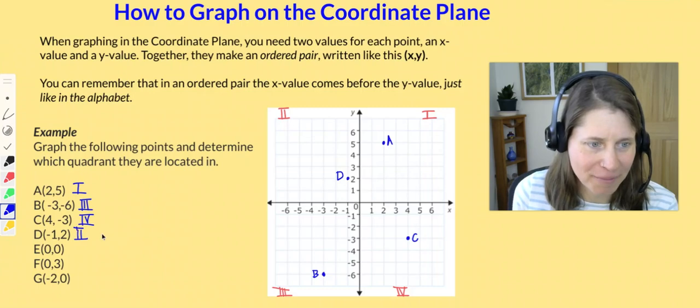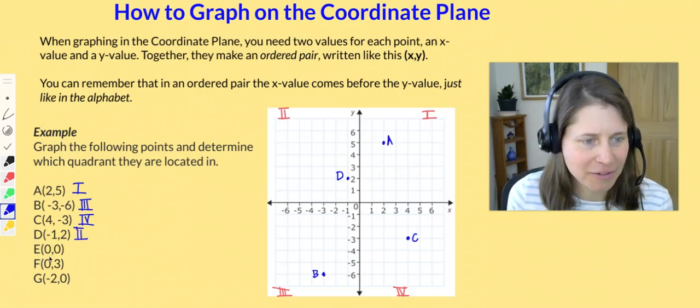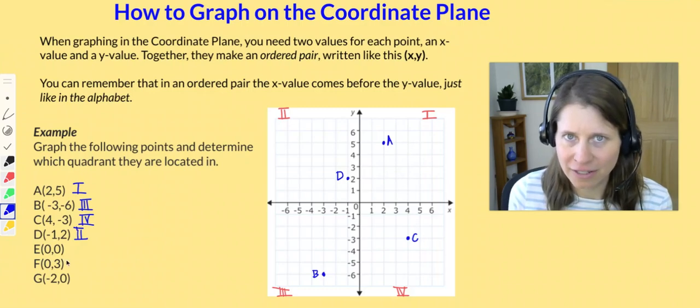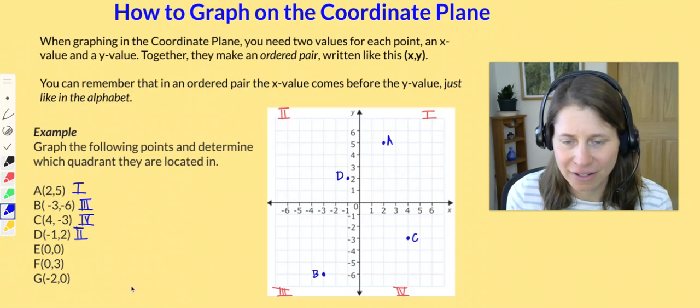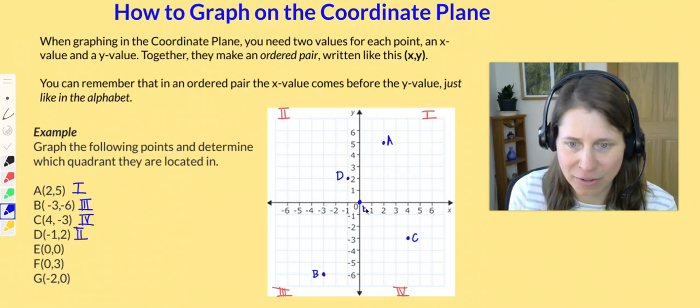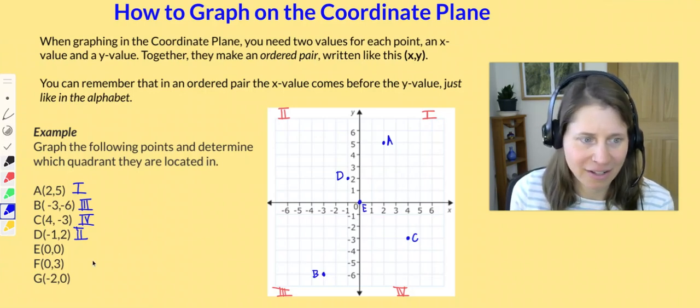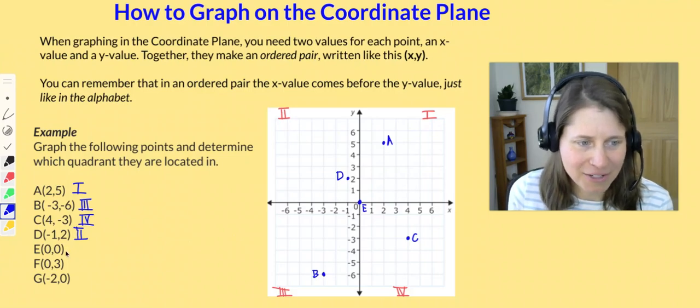All right, nice job. Okay, the next one is a little different. This is 0, 0. Where do you think that's going to go? If you said the origin, you are right. The origin is 0, 0, right? Both x and y are 0 at the origin. And so that's kind of a trick question.